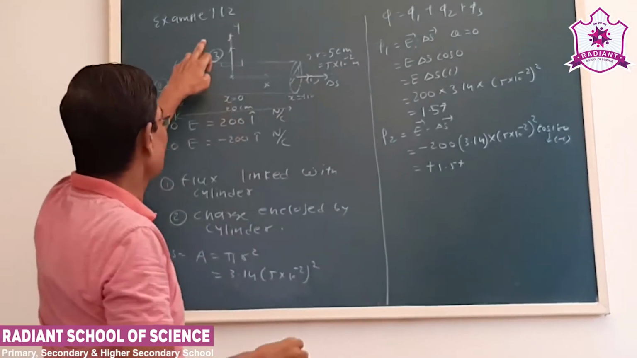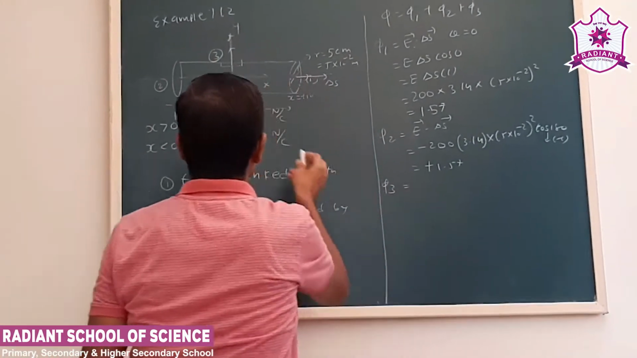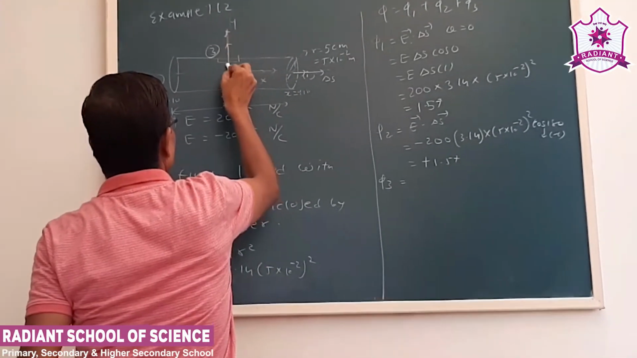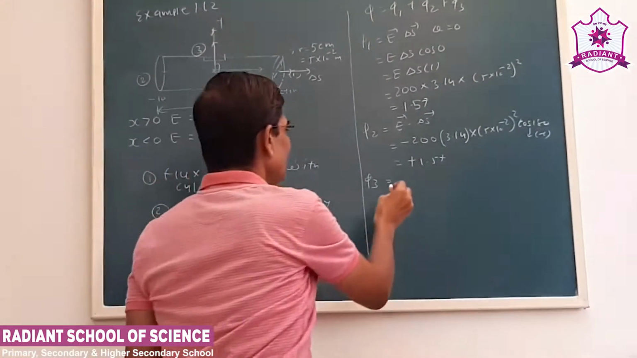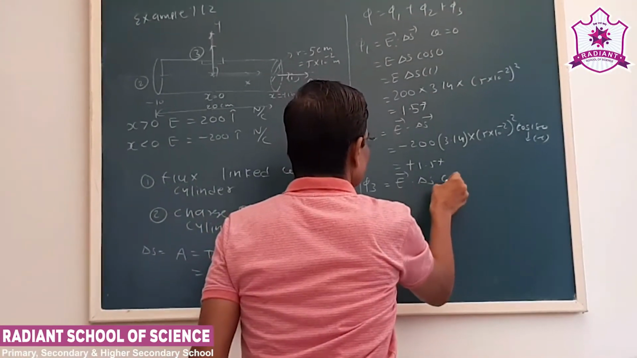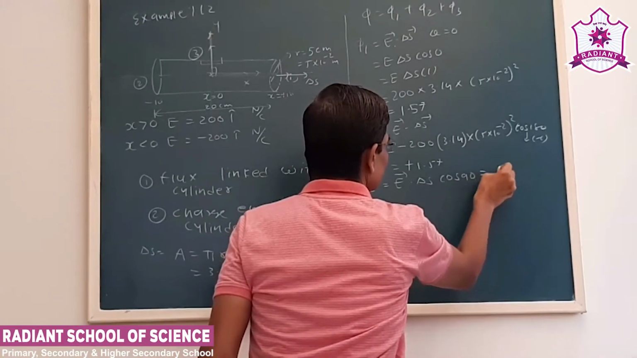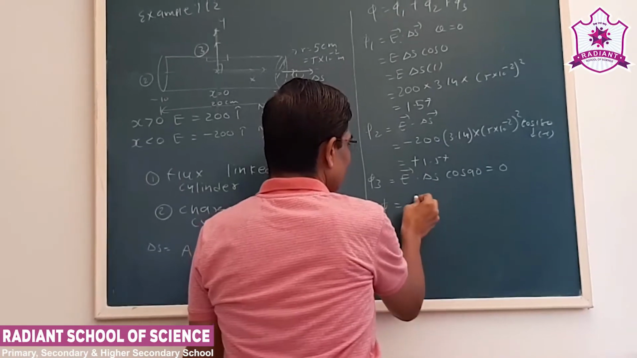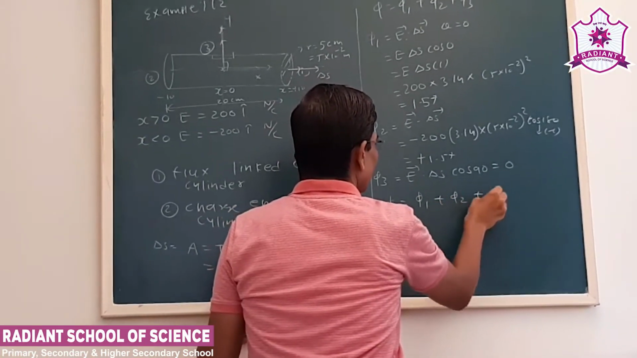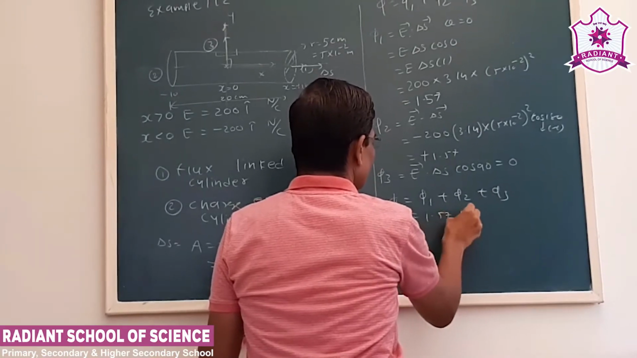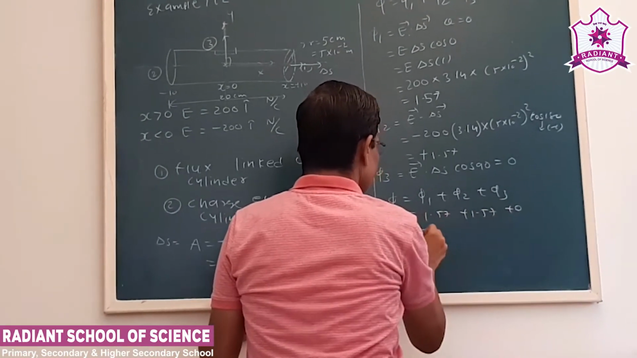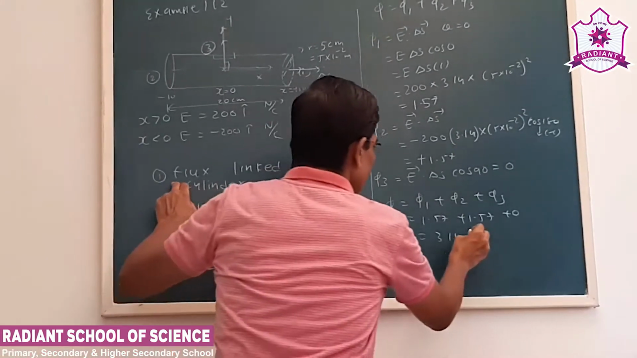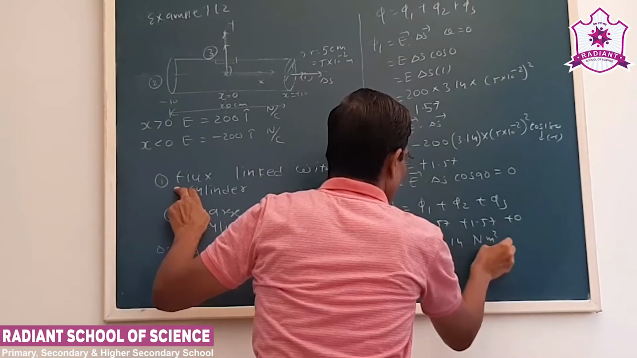See here, for surface 3, the flux linked. Now see, the electric field will be in the x direction. See, the area vector will be at right angle to it, so it will be E dot delta S cos 90. Cos 90 is 0, so the flux is 0. Okay, so the total flux linked with the cylinder is phi 1 plus phi 2 plus phi 3, that is 1.57 plus 1.57. Okay, so that is our first answer. It is in Newton meter square upon coulomb.